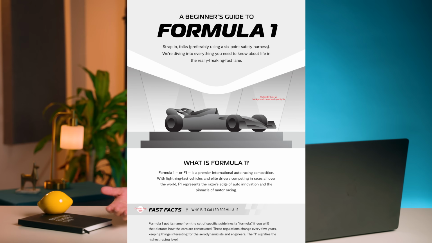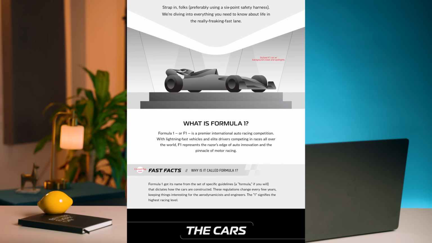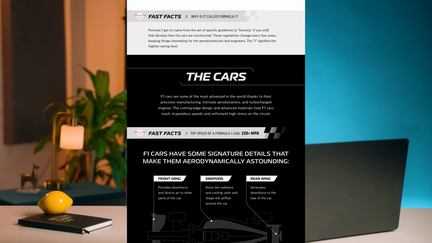Here's a look at the final wireframe. You can see the copy and the major visuals are all laid out.